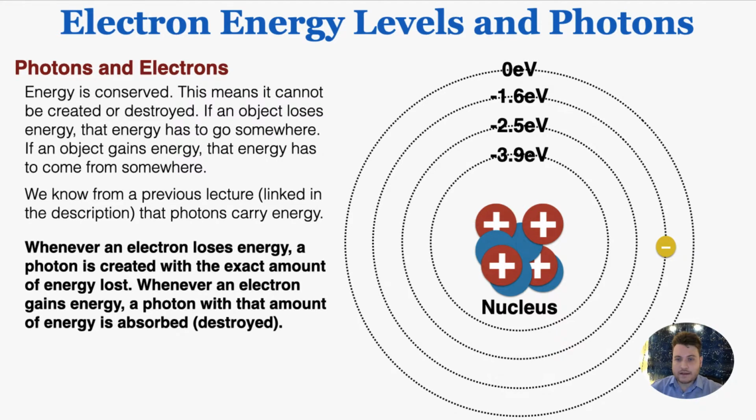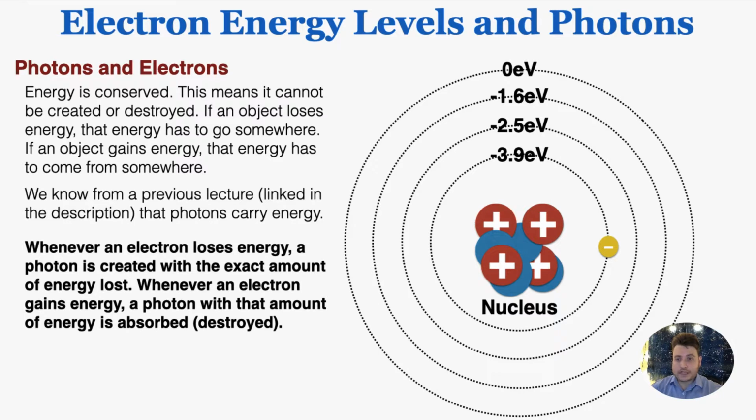What this is telling us is that if this electron with an energy of negative 1.6 electron volts were to drop to an energy of negative 3.9 electron volts, I can see that the change in energy there is negative 2.3 electron volts. The electron would lose 2.3 electron volts of energy, but that energy has to go somewhere. It can't just disappear. And so if the electron is losing 2.3 electron volts, that means that as it does that, a photon is going to be created with exactly 2.3 electron volts of energy, and the photon leaves the atom and goes off in a random direction. So every single time an electron loses energy, that energy leaves the atom as a photon.